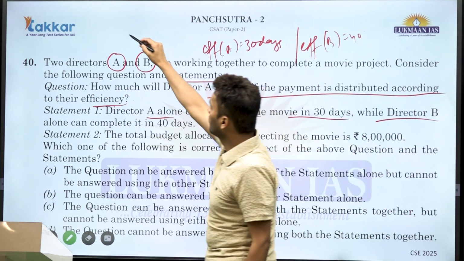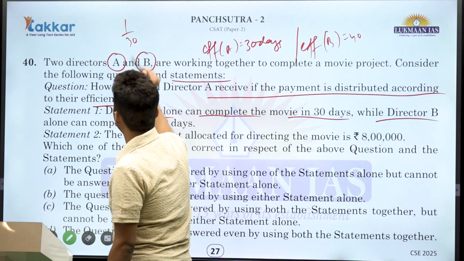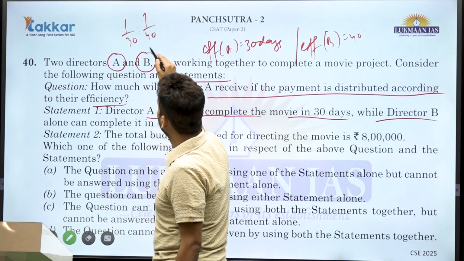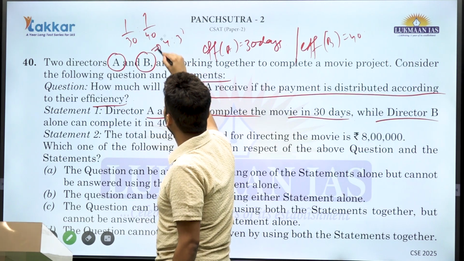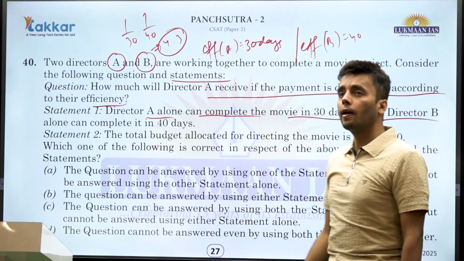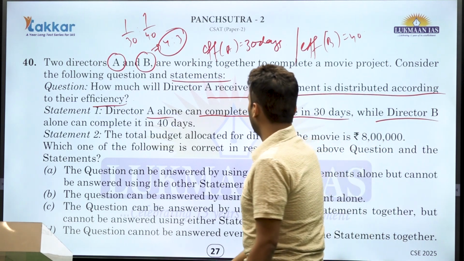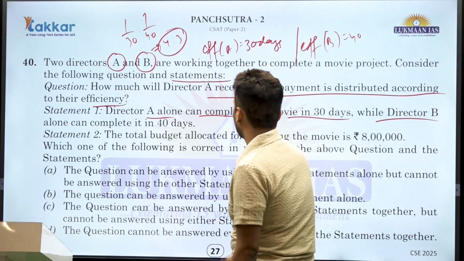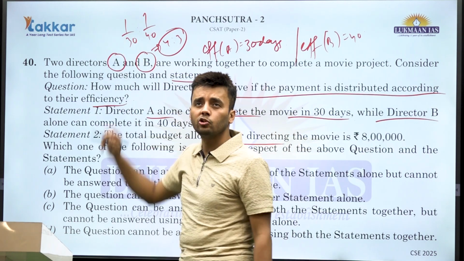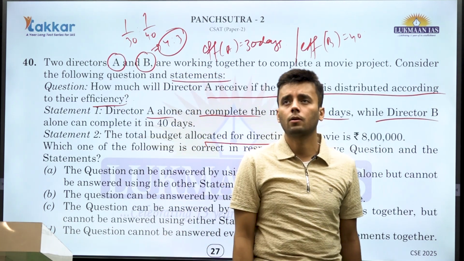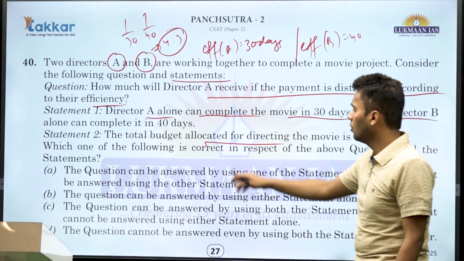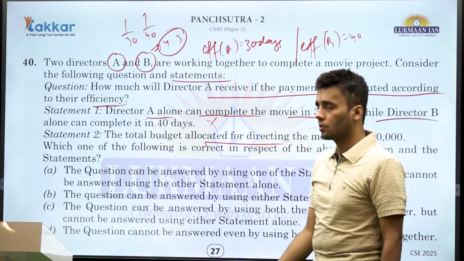So 1 day work of A will be 1/30 and 1 day work of B will be 1/40, that is 4:3. This is the efficiency ratio of Director A and B. So from this, this is only the ratio we are given, but we are not given the total amount. So how can we finally find out the total amount that A will get? So statement 1 is not sufficient.